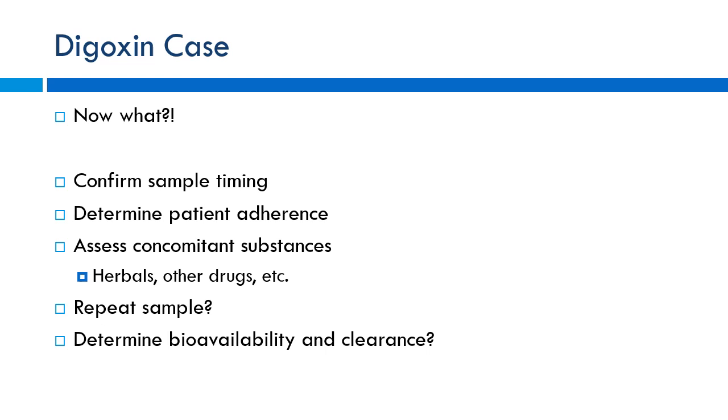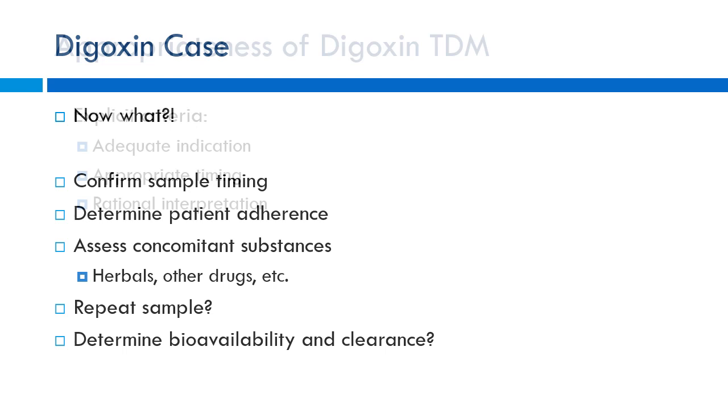Who knows? Do you want to repeat the sample? If you think the lab was wrong the first time, maybe we can repeat it and see if it comes back high the second time. And then obviously determine bioavailability and clearance. Here, for the clearance, you want to determine renal function. You want to look at that, but liver function may be appropriate depending on the drug you're dealing with.